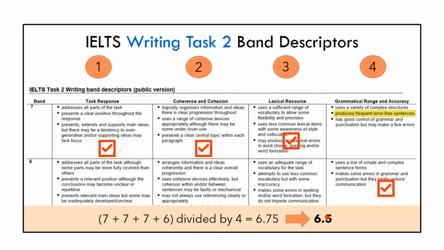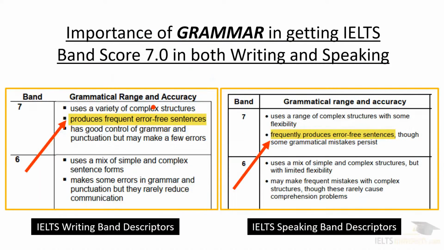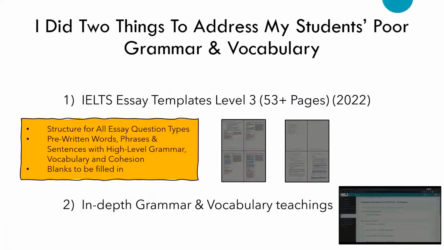That's going to pull down your score to 6.5. That's why so many students get stuck at 6.5 and they do the exam over and over again, they still get 6.5. They can't seem to get 7. Why? Because if you don't improve your grammar and vocabulary, especially your grammar, you're not going to get 7. Okay, so grammar and vocabulary is important for both writing and speaking.